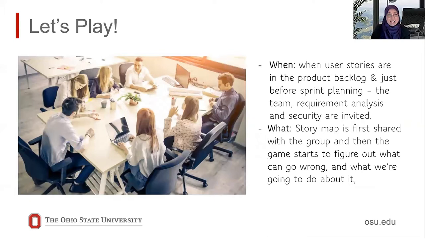So let's play. The way this works is that we first need the stories mapped in the backlog. I need the team to have this backlog of stories so that we can start working. I can't start working on just a couple of requirements written out vaguely. They need to be broken down into a clearer composition. It's not the design, just the stories themselves. That's the stage where we can play this. Then the team meets together, including the security and requirements analysts, and they start to play.